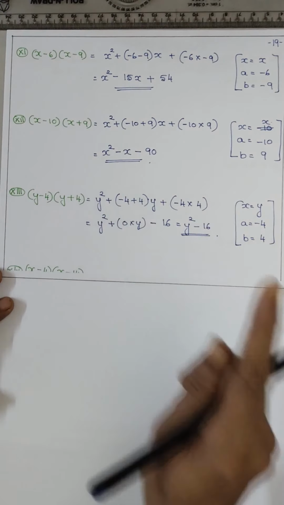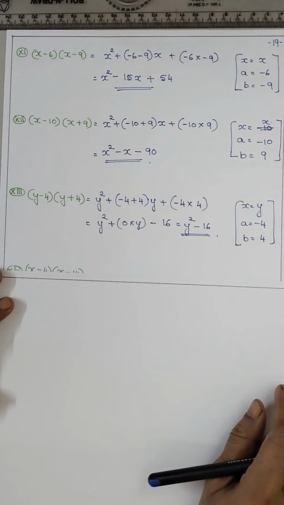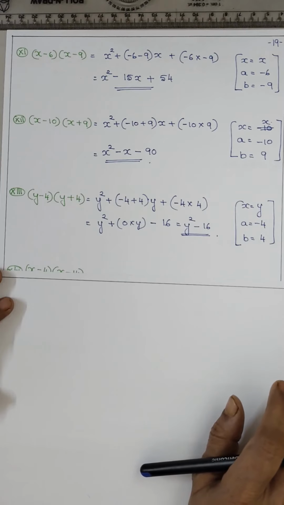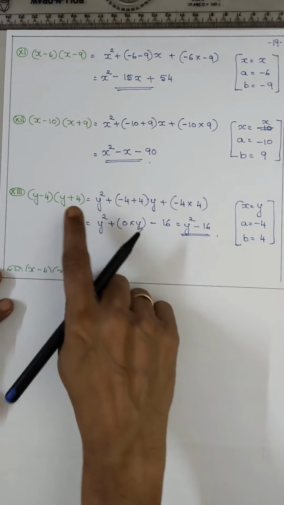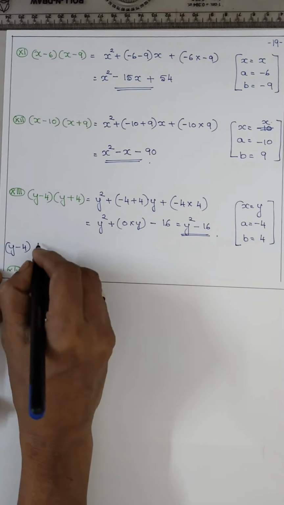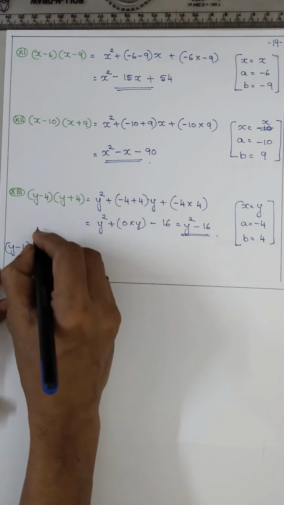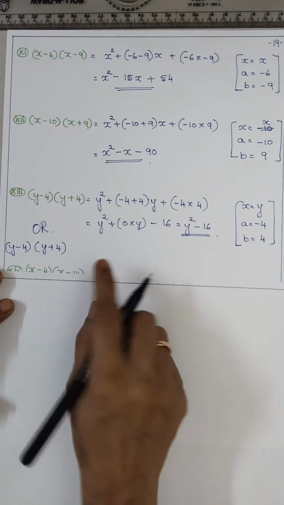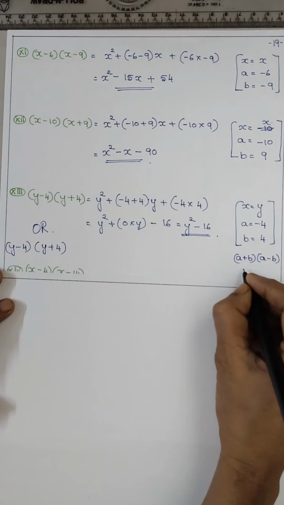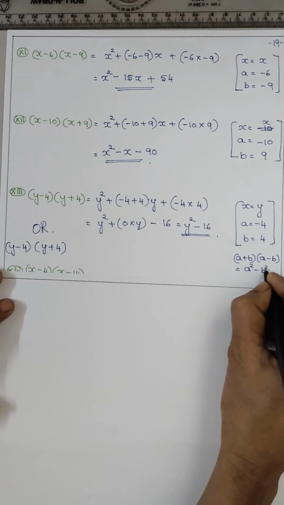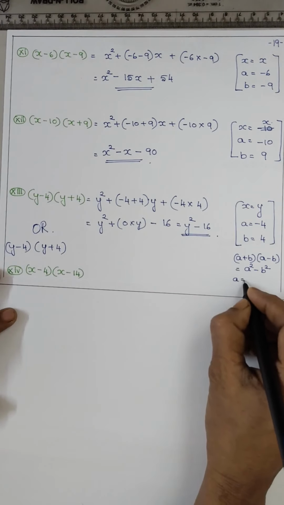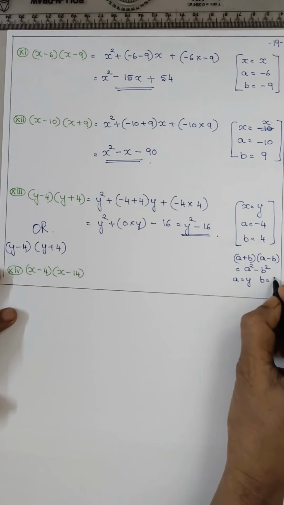So this is by using which one? It is the fifth identity. So in this worksheet you will be doing this method. Otherwise this can be written as y minus 4, y plus 4. It can be taken as a plus b, a minus b is equal to a squared minus b squared. Remember the third identity, where a is equal to y and b is equal to 4.